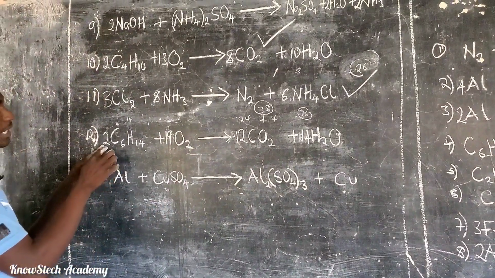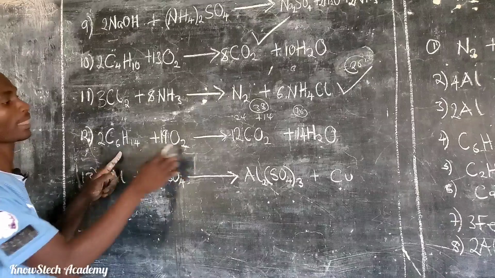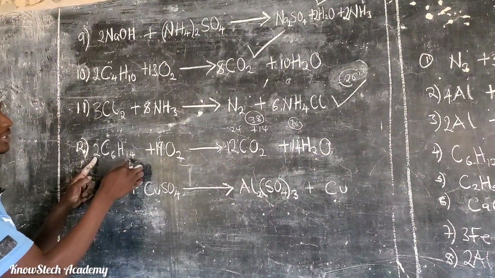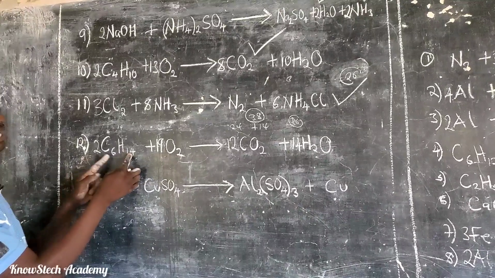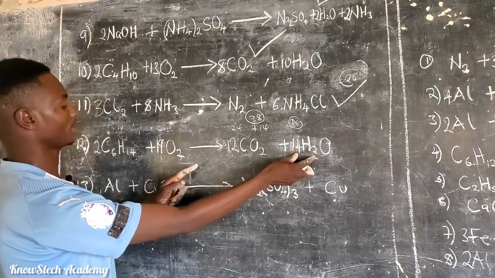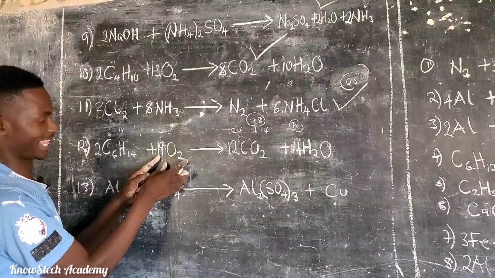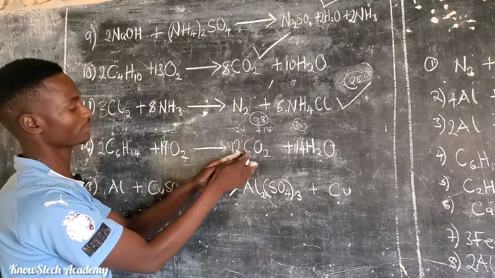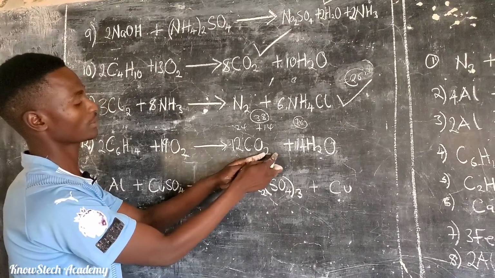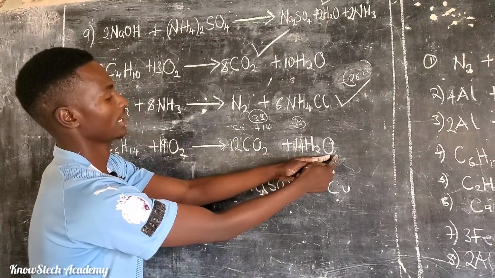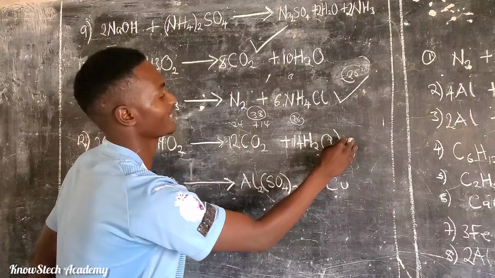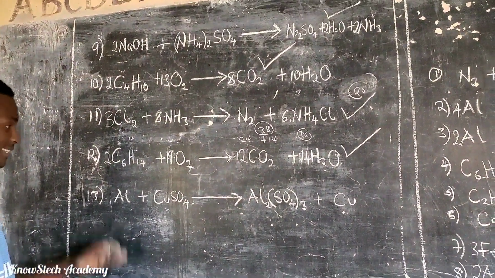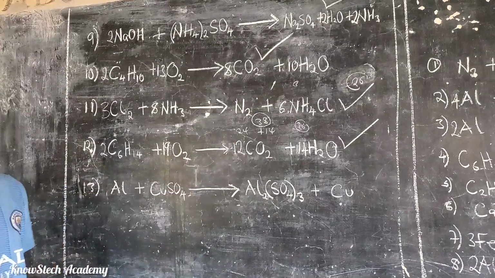Okay, let's now check. Number of carbon atoms. Hydrogen atoms, 28. Oxygen, 38. Then this is 12 times 2, 24, plus 14, 38. Finally, this one has it. It is 2, 19, 12, 14.